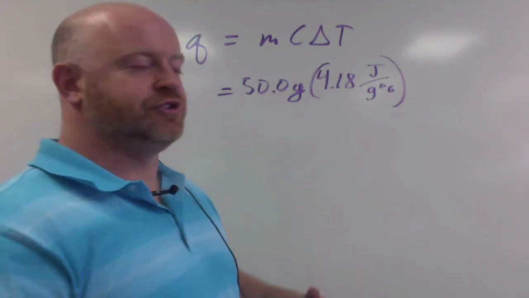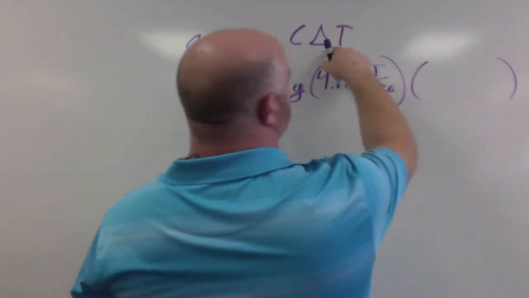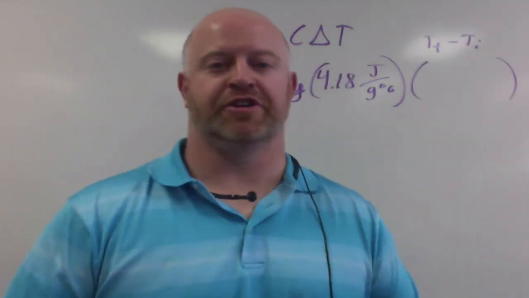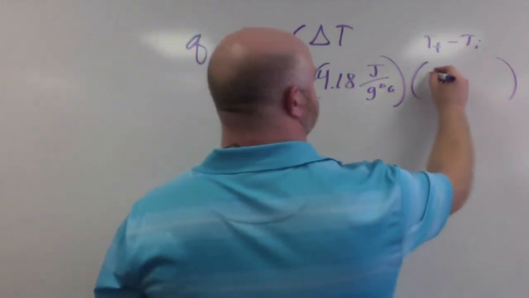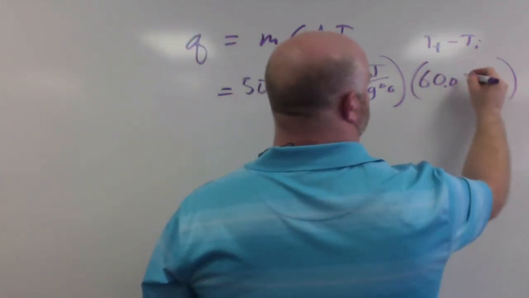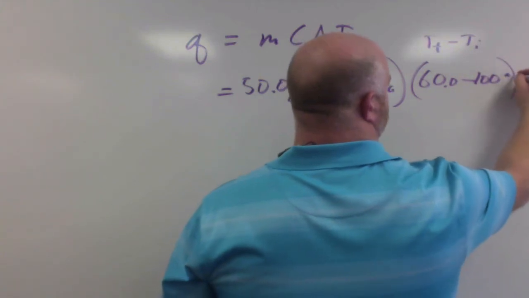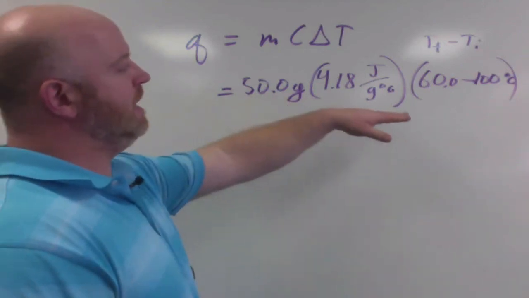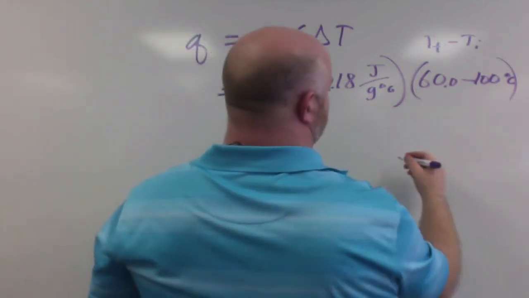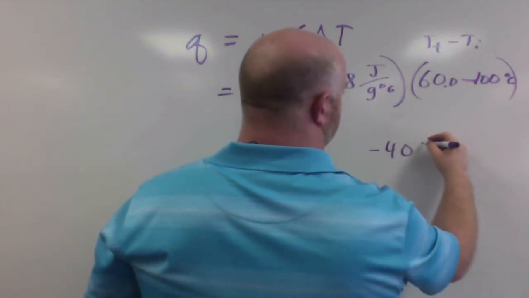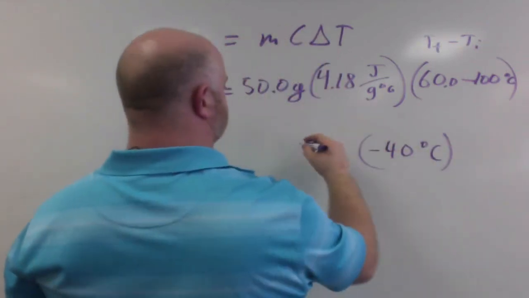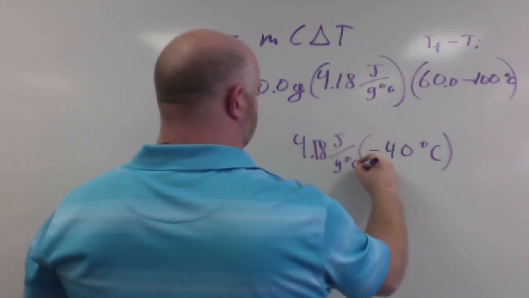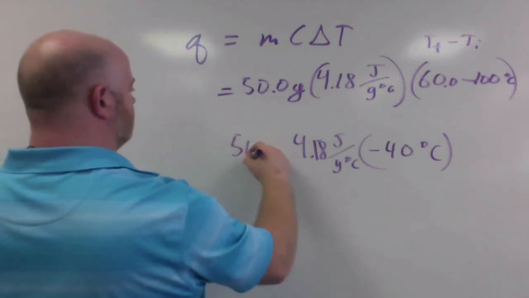And our change in temperature is going to be our final minus our initial temperature. So our final temperature here is 60 degrees Celsius minus the 100 for our temperature change, okay? So if we do this math, we get 60 minus 100. Now that's a negative 40 degrees Celsius times the 4.18 joules per gram degrees Celsius times the 50 grams.